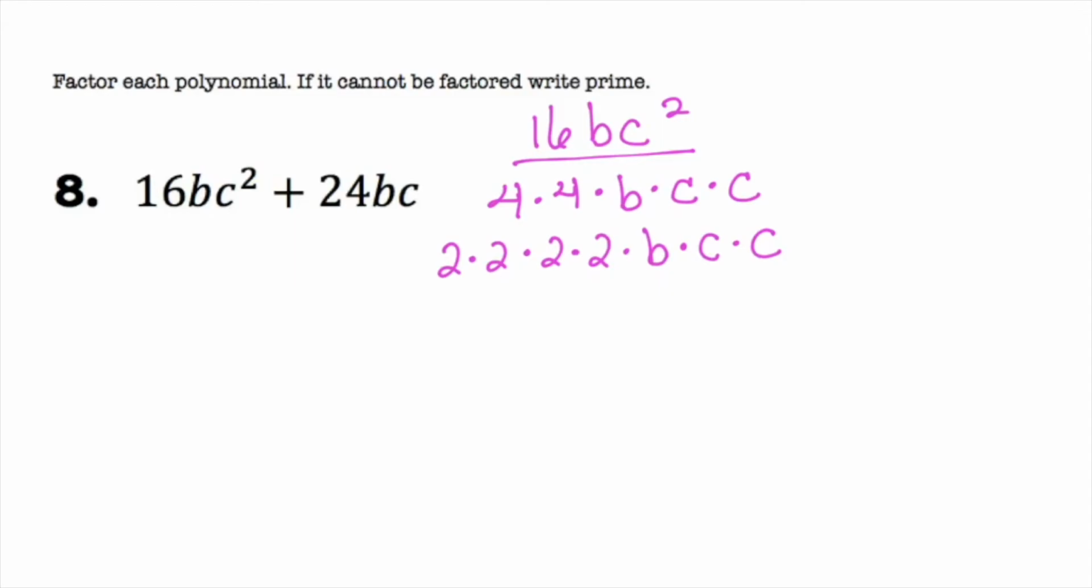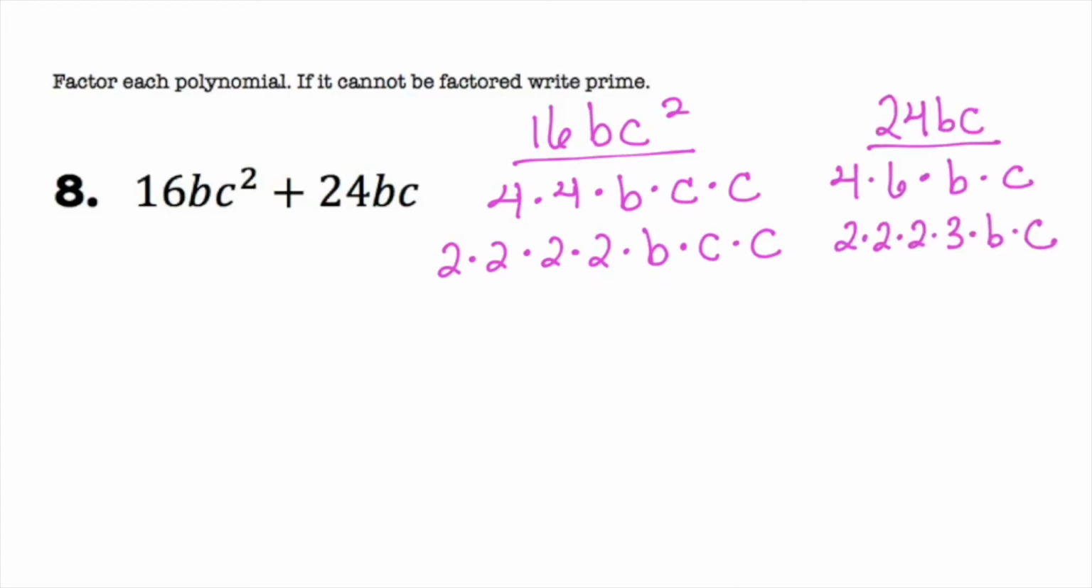So 16 is 4 times 4, and then there's 1b, and then c squared would be c times c. So we're going to expand out the 4 into 2 times 2, the second 4 into 2 times 2, and copy down the rest because there's nothing else you can factor out with b and c and c. It's just already simplified. Then the right-hand side, you've got 24bc, so we have 4 times 6 times b times c. 4 can turn into 2 times 2, 6 can turn into 2 times 3, and then you've got your b and c. So we're going to find everything that we have in common.